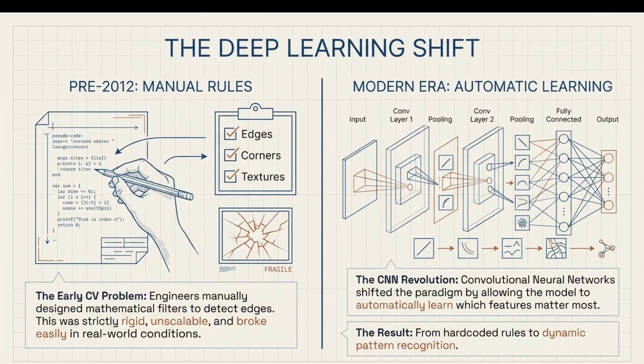The deep learning shift. Previously, before the current era where the process is completely automated, humans had to identify the edges, the corners, and the textures manually, which was very rigid and unscalable. Unscalable in the sense that if there are thousands, tens of thousands, or hundreds of thousands of images, it isn't viable for humans to finish it. Even with a lot of manpower, it would take a lot of time, right? And it also broke easily in real world conditions.